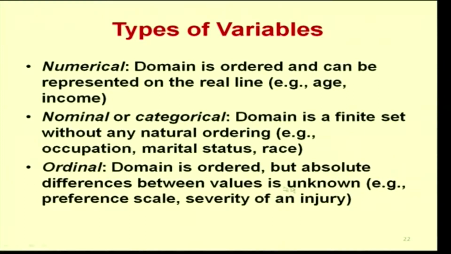Ordinal domain is ordered, but absolute differences between values are not known. For example, preference scale, severity of injury. You can order it: not so serious, serious, very serious, and so on, but you do not know how to actually put values to that. So, these are three basic types of data, and you can also look at data mining techniques.